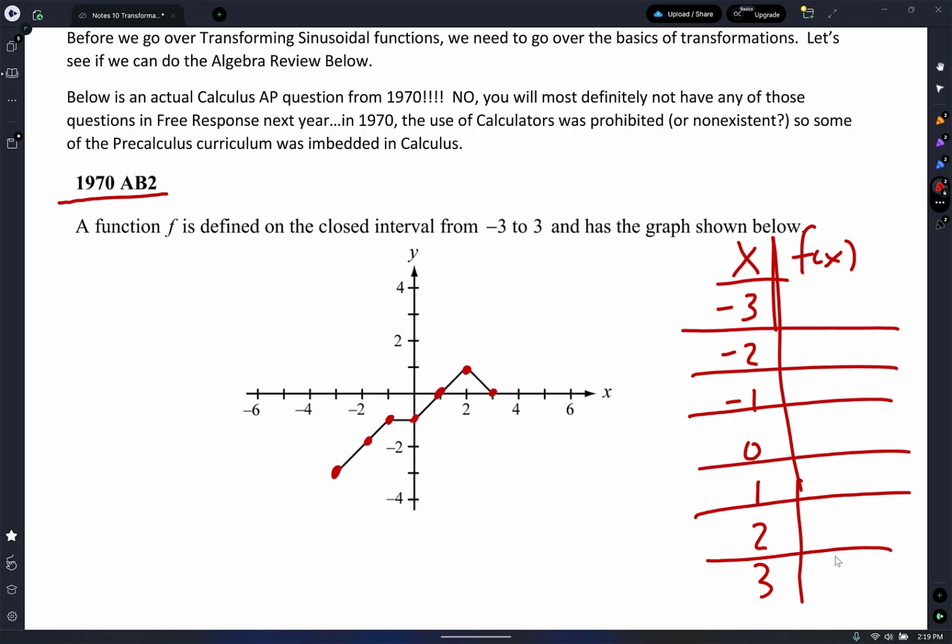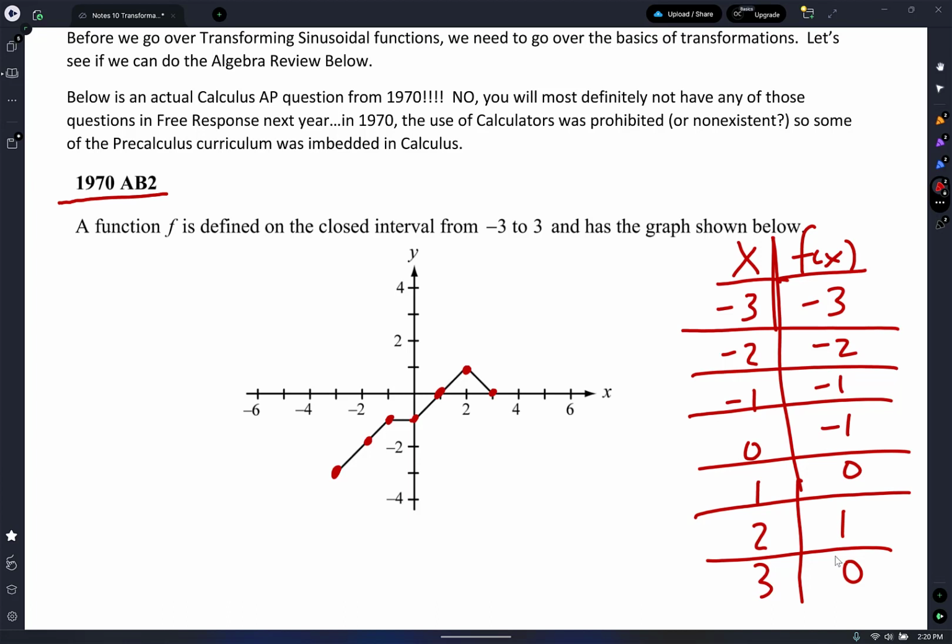You don't have to look at this over and over. You can just get it from the graph. -3, -3, -2, -2, -1, -1, 0, -1, 1, 0, 2, 1, 3, 0. Does everyone know where those values are coming from? You can say no if you don't know. They're coming from this graph.